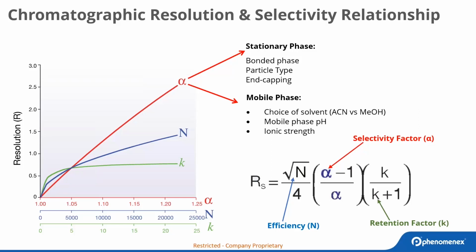Here on this chart, right, you can see that although peak capacity or retention factor and efficiency do impact the resolution greatly at the beginning, selectivity continues to impact the resolution of methods long after the efficiency and retention factors become stagnant, basically.